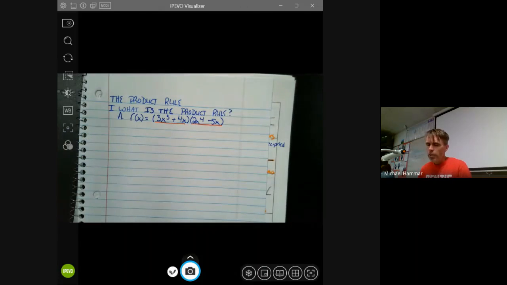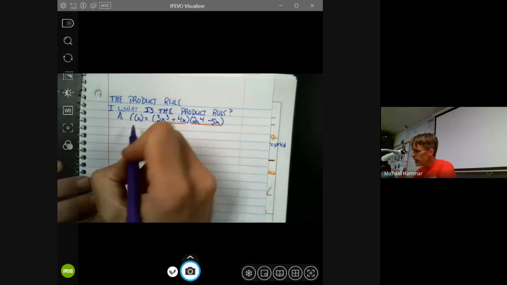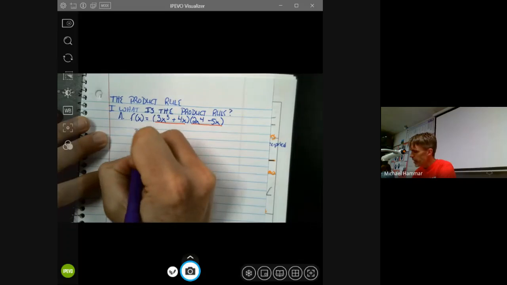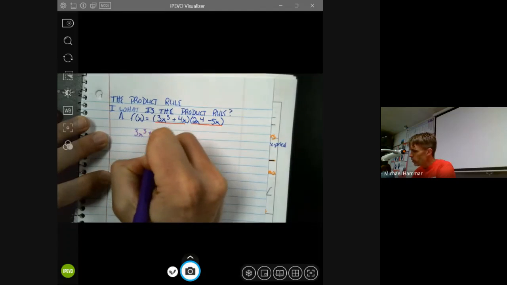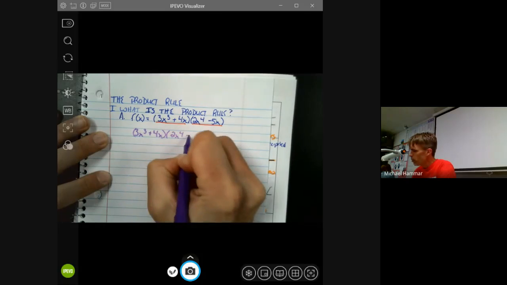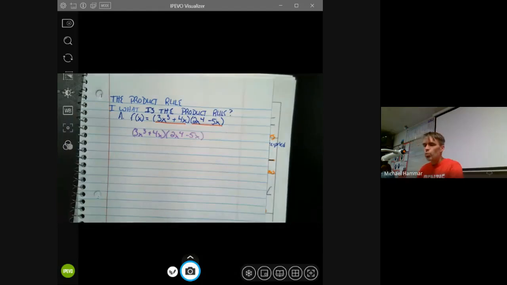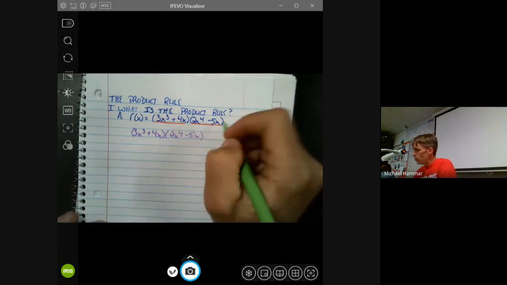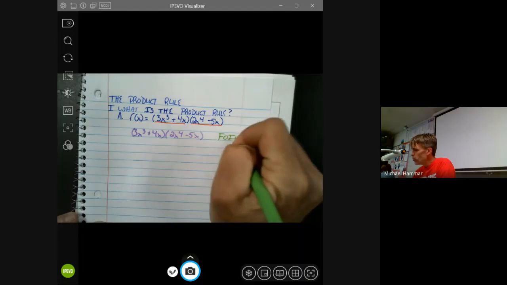So I'm going to show you, first of all, how to do this without using the product rule, and then I'm going to show you how the product rule actually works with this. Now we'll take a look at one more example. So we could do 3x cubed plus 4x, and we could take 2x to the fourth minus 5x, and we could FOIL this out. Okay, so we could use FOIL.